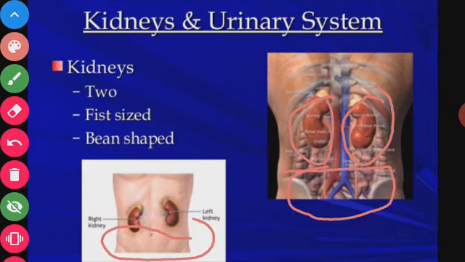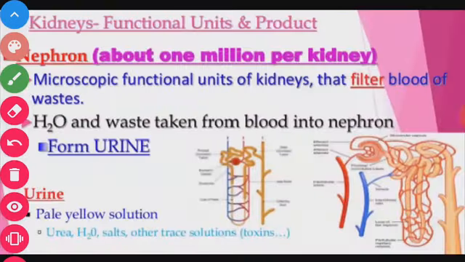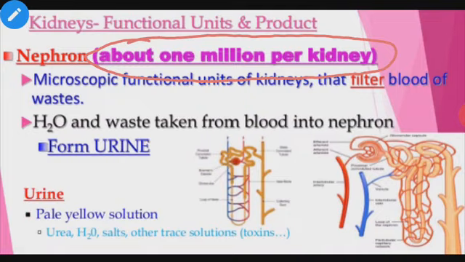Each kidney contains about 1 million tiny filters. These filters are called nephrons. Each kidney contains about 1 million tiny filters called nephrons.